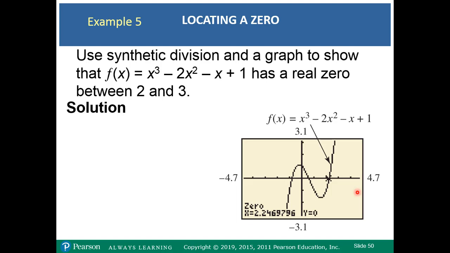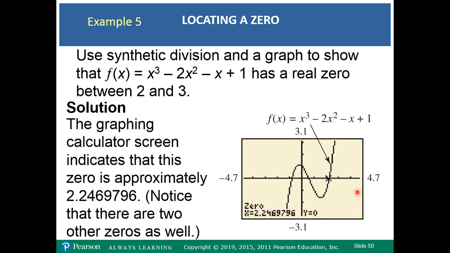Okay. Now, if we want to find the zero, we can use our calculator. We use the zero function in our calculator to find that the zero is approximately 2.25. Okay, so now we found it.